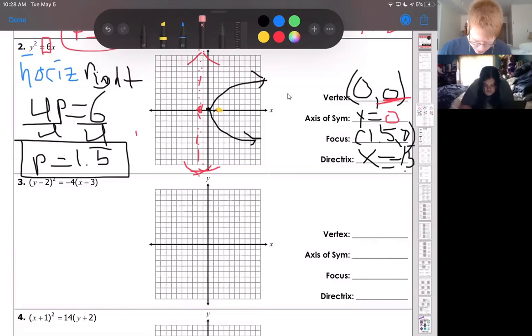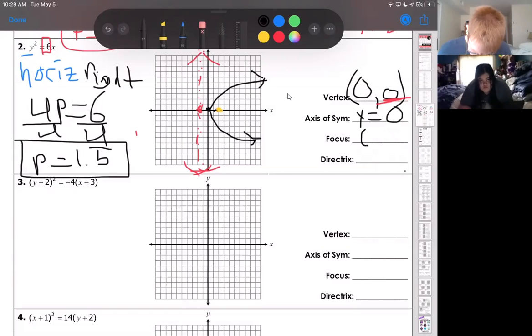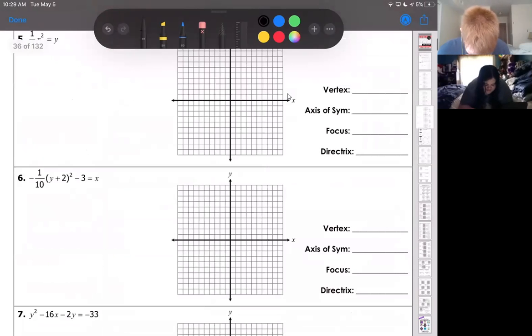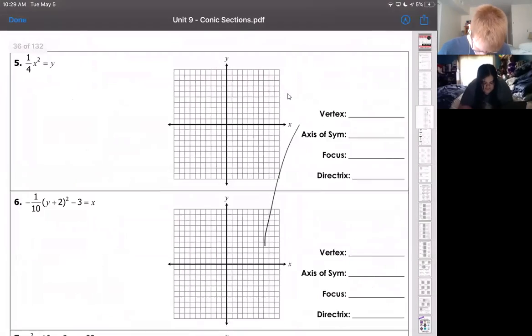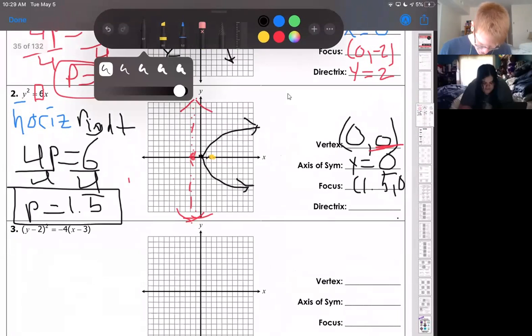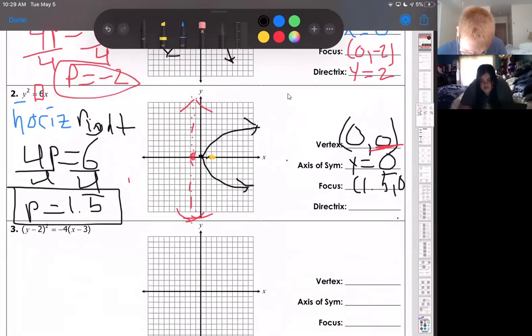Let me rewrite that, that's really sloppy. So like I said, my focus point was 1.5, 0. Oh no, it's happening again. Okay, go away. Okay, not that bad. And then our directrix would be x equals negative 1.5.